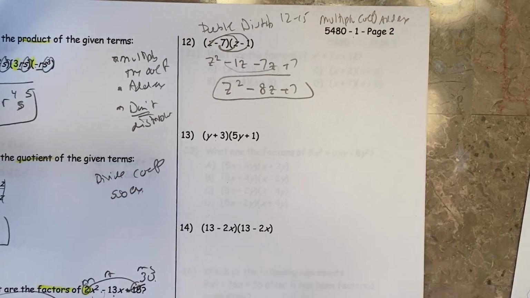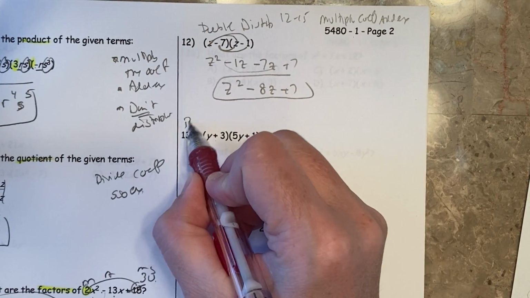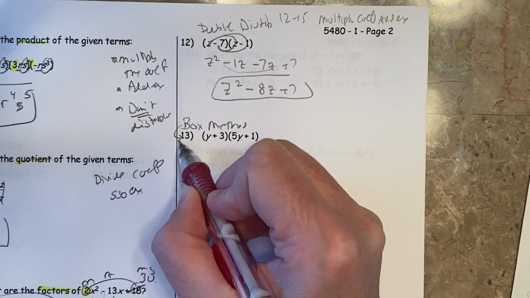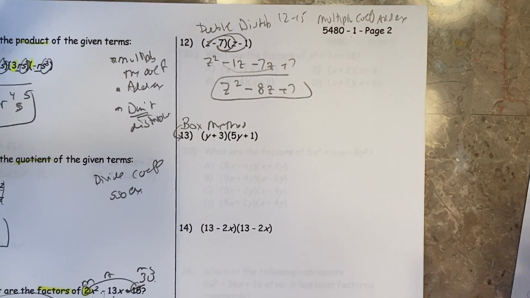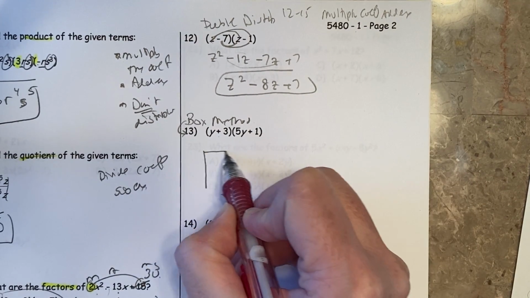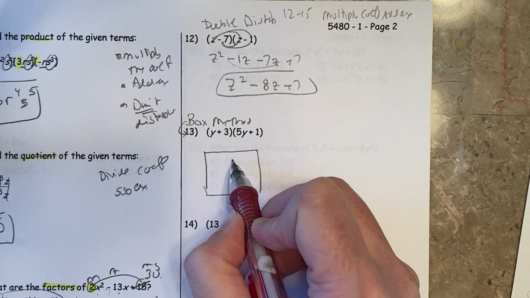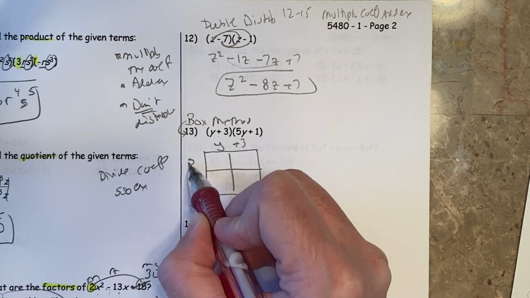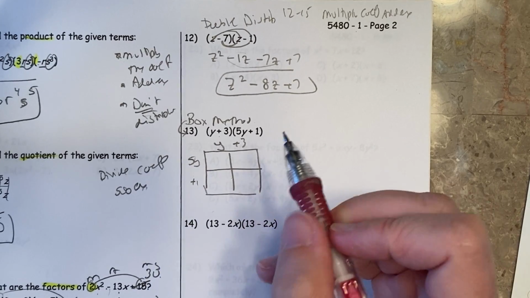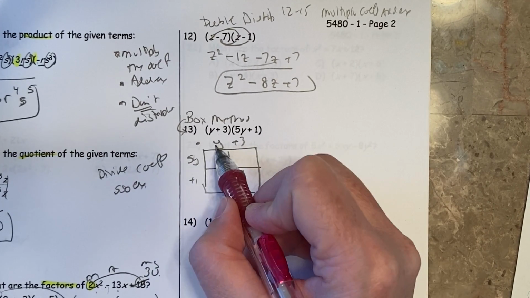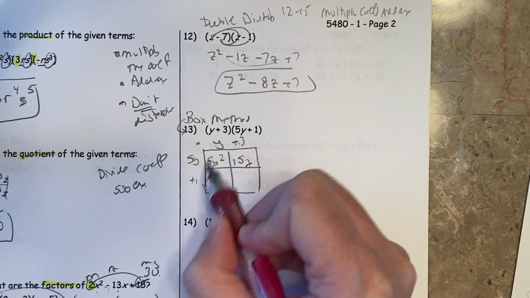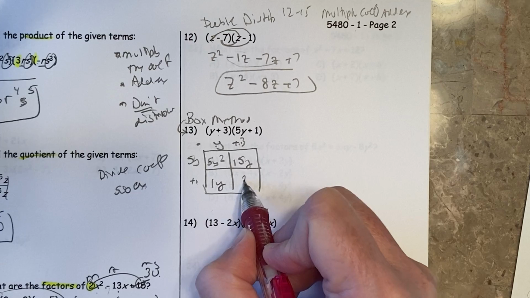Number 13, I want to switch things up a little bit, even though the directions don't say it. I want to just remind you how to do the box method just in case, okay? So we make our four squares. I put y and a positive 3 up here, 5y and plus 1 here, and then we're going to multiply. So 5y times y is 5y squared. 5y times 3 is 15y. 1 times y is 1y. 1 times 3 is 3.